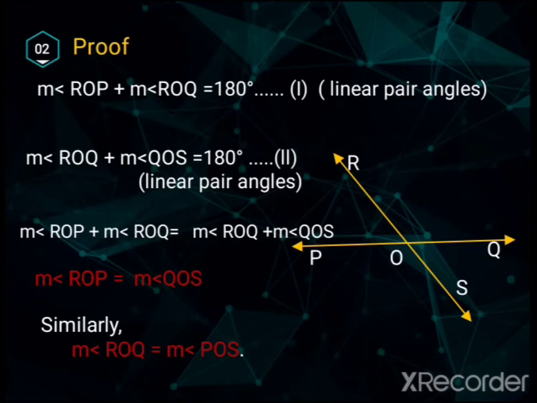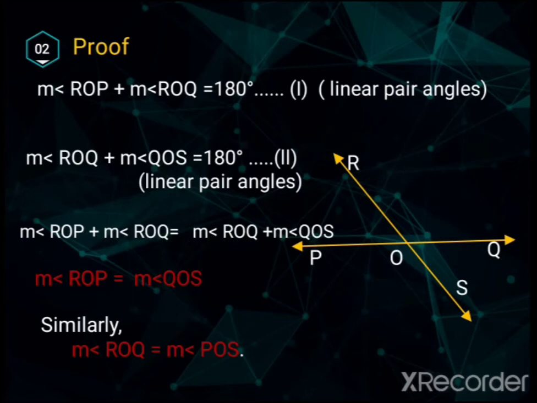Similarly, measure of angle ROQ is congruent with measure of angle POS. We can prove this by again using measure of angle ROP plus measure of angle ROQ equals 180 degrees. Now I use ROP plus POS, again 180 degrees. In both statements, angle ROP is a common angle, so you can cancel it. So the remaining angles are these angles, and we can prove these two statements.